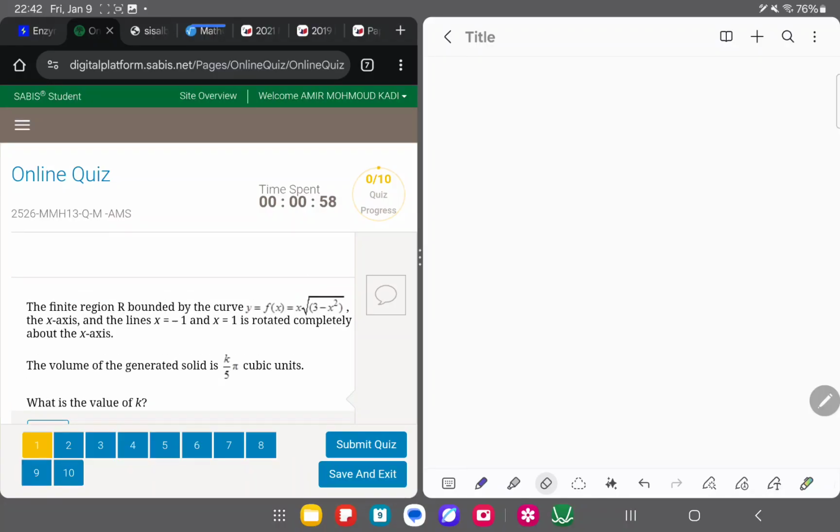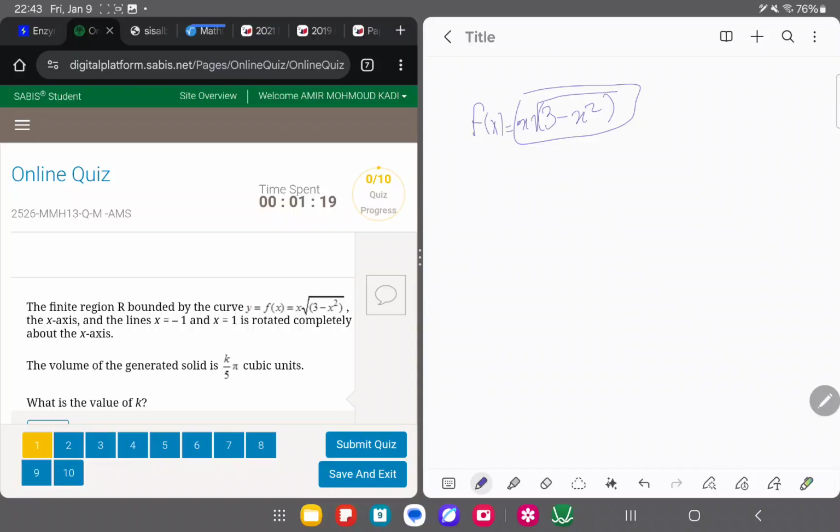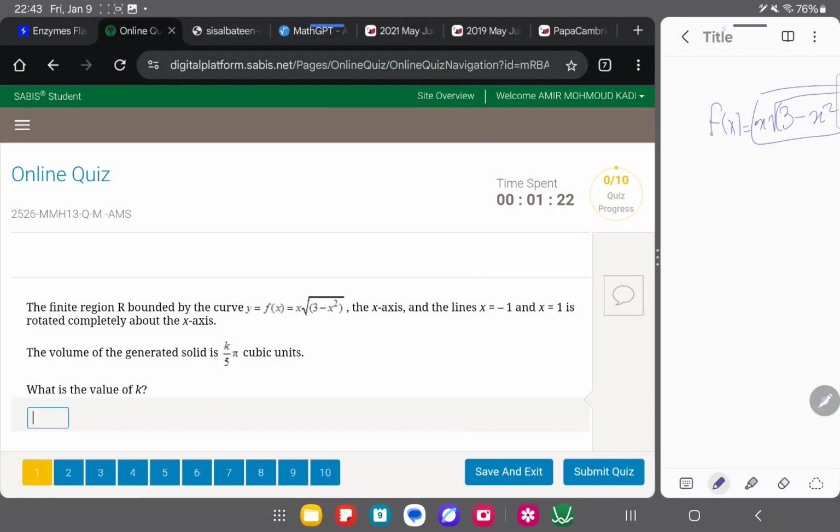So I'll start here. The finite region bounded by the curve y equals f(x), where f(x) is equal to x times the square root of 3 minus x squared. We want to find the volume of a solid. If we read closely, the region is bounded by the x-axis, x equals minus 1, which is a vertical line, and x equals 1, which is another vertical line, and it's rotated about the x-axis.